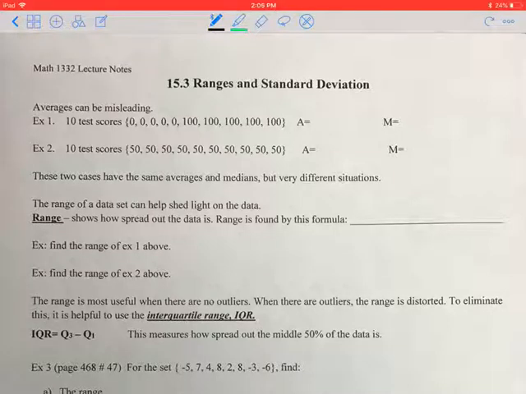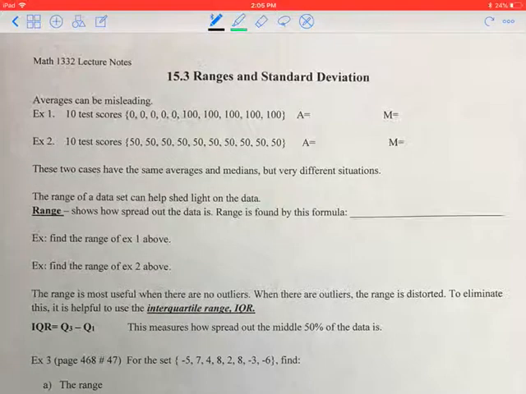Okay, we're beginning section 15.3, continuing with our statistics chapter. So we're going to look at two examples where there are 10 test scores. Now, if you look at the first one, there are 5 zeros and 5 100s. So if we find the average, if we add them all together, we get 500. There are 10 scores, so that would give us an average of 50.